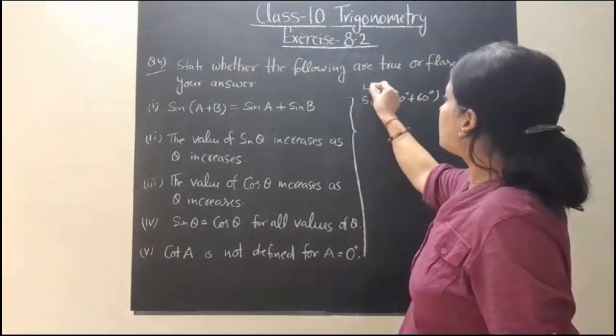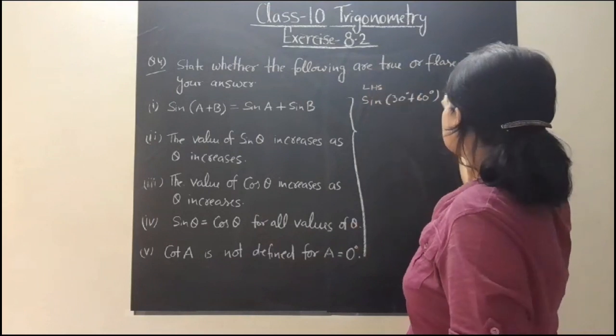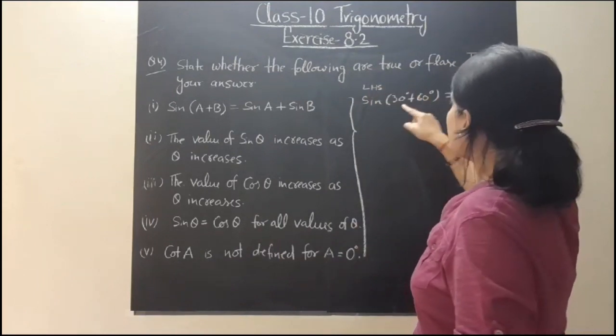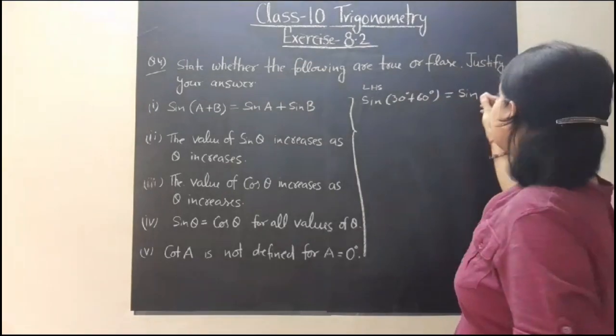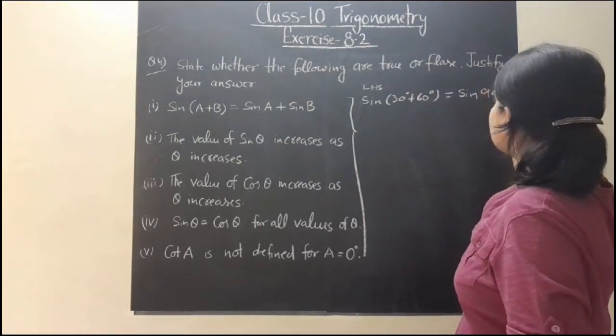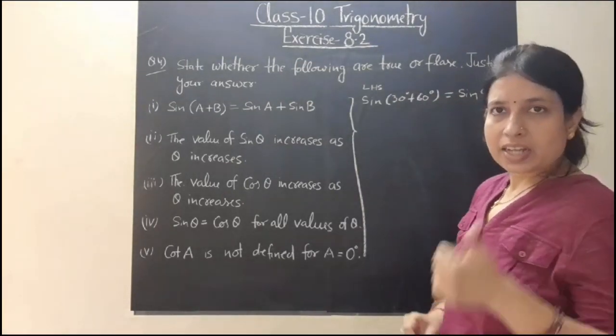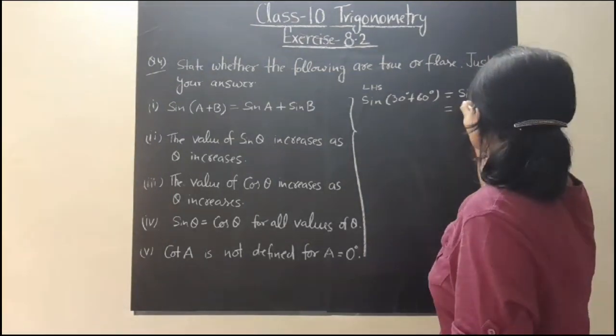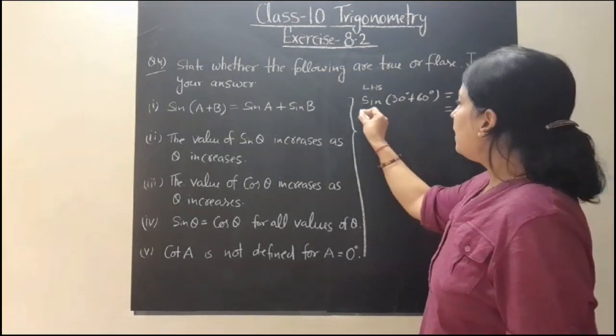So what will be LHS? This one is LHS. So this will be sin 30 plus 60 is equal to 90 degree. So this is 90 degree. What is the value of sin 90? Sin 90 is 1. So this will be 1. And take RHS.